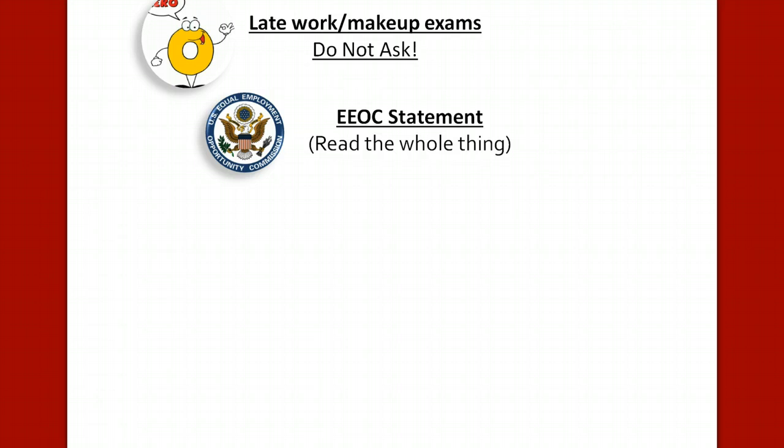EEOC Statement. I have to read the whole thing, so please bear with me. Here we go.